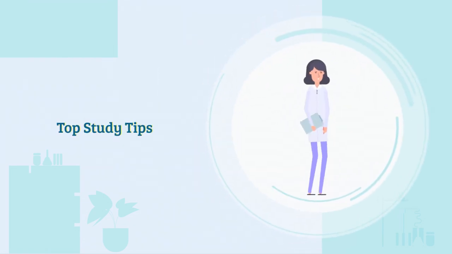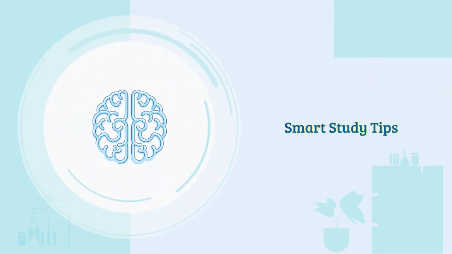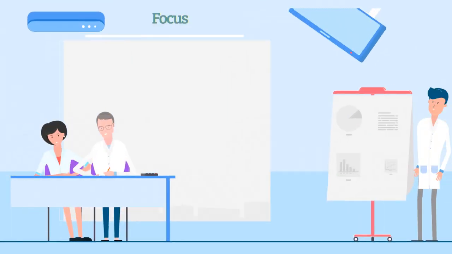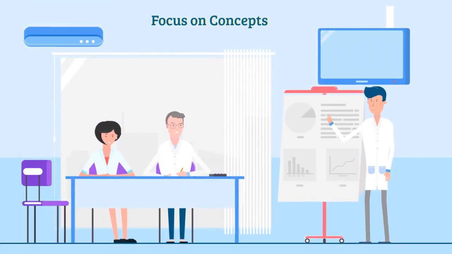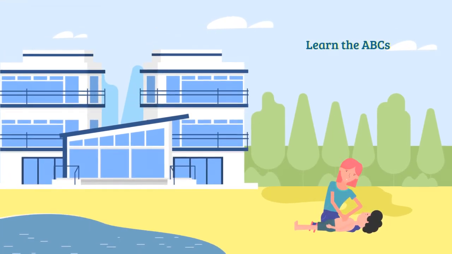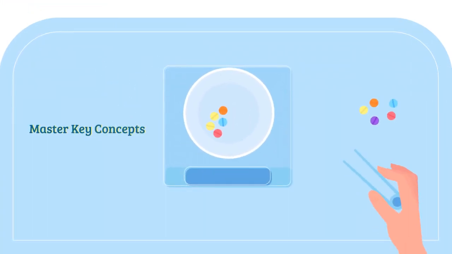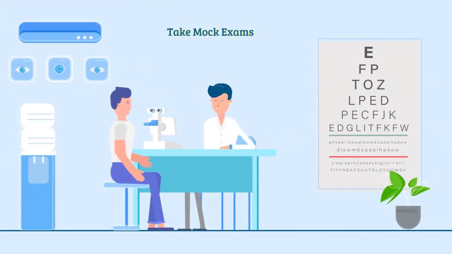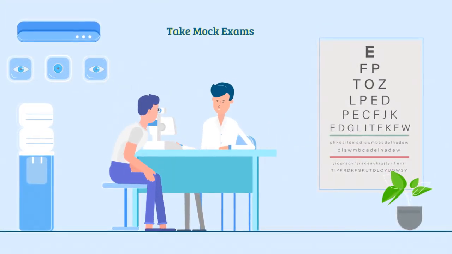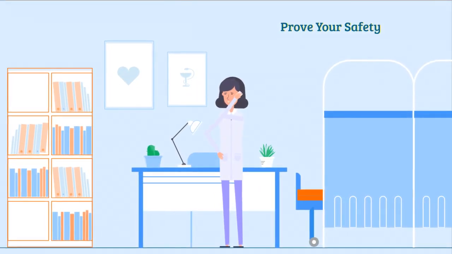Top study tips for NCLEX success. Want to pass on your first try? Use these smart tips. Focus on concepts, not just memorization. Practice select all that apply daily. Learn ABCs: airway, breathing, circulation. Master drug names, lab values, and emergency care. Take regular mock exams. Your goal isn't to get every question right, it's to prove you're a safe nurse.